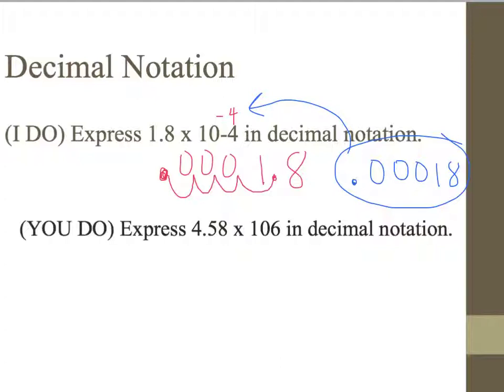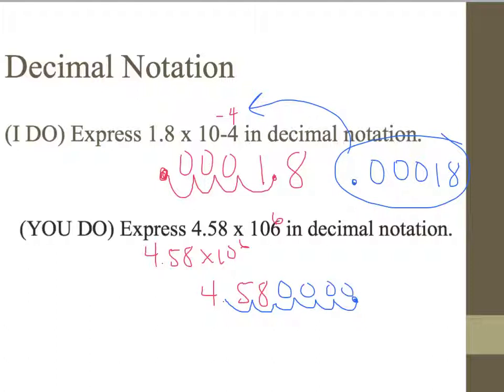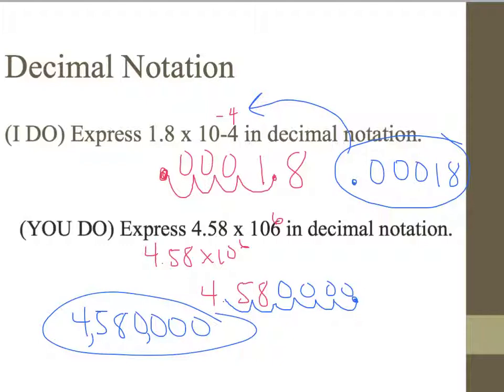Here, this is a little 6 right here, times 10 to the 6th. So if I have 4.58 times 10 to the 6th, it's a positive 6, so I know I'm going to the right. 1, 2, 3, 4, 5, 6. Now my decimal's at the end, and I fill everything in with zeros. So my answer now is 4,580,000. Then fill in with commas.